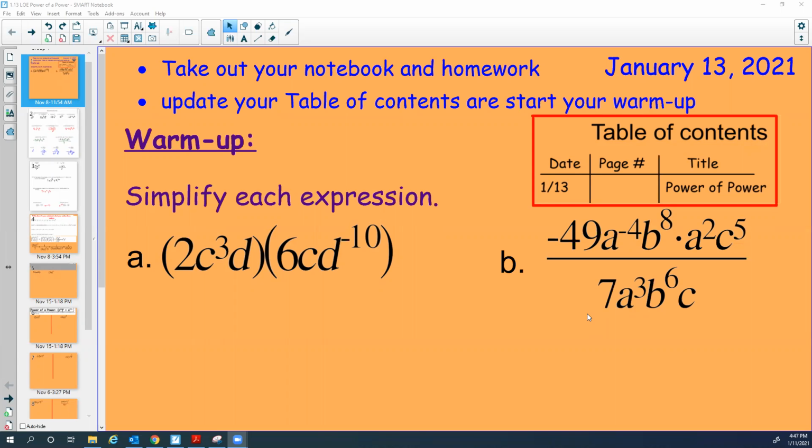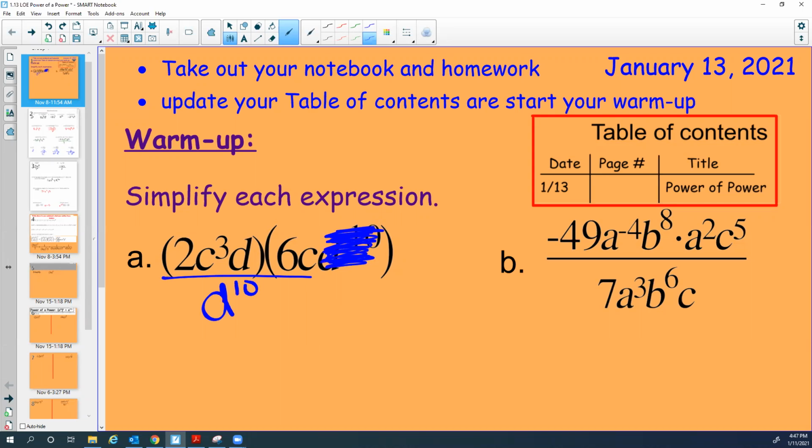All right, so for letter A here, I got 2c to the third d. I got 6c d to the negative 10. Our negative exponents, we know they need to go to the bottom. So we can go ahead and put this on the bottom half of the fraction if we would like. So if I'm going to do that, d to the 10 is on the bottom, and I won't have it anymore on the top.